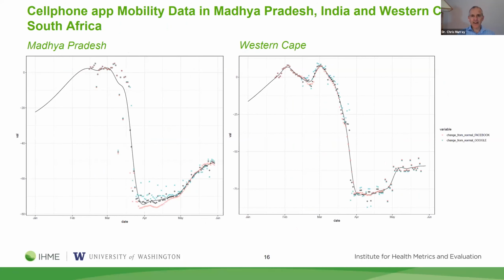We have taken advantage also of a number of providers of mobility data that are based on cell phones. So there are four groups that have been regularly producing mobility data based on app use of cell phones. Some of this data is super detailed, for example, from Facebook and Google. And here's examples from India and the Western Cape and South Africa of this very characteristic pattern in mobility, where it dropped massively in March because of the imposition of mandates and general fear of the pandemic. And then depending on the place, has been rising quite steadily.